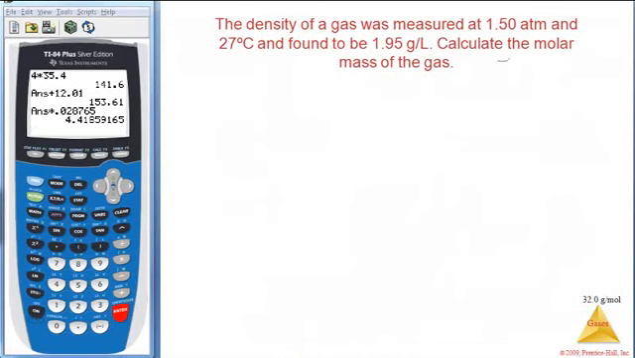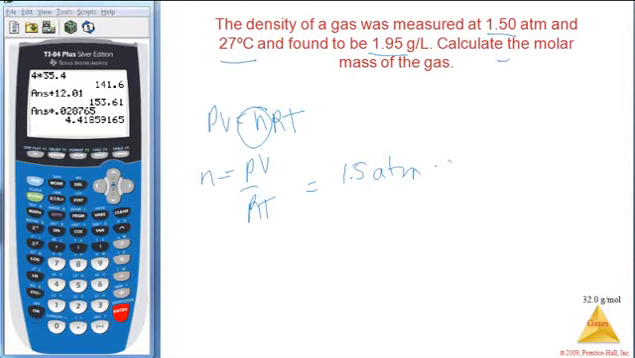Okay, so the density of a gas was measured at 1.5 atm, 27 C, as 1.95 grams per liter. We want to find the molar mass. Okay, so again, PV equals nRT. If I find my n, that should lead me to my molar mass. So n is PV over RT. P in this case is 1.5 atm. V, I'm going to assume 1 liter, grams per 1 liter. My R is 0.08206. My T is 27 plus 273, that's 300 K.